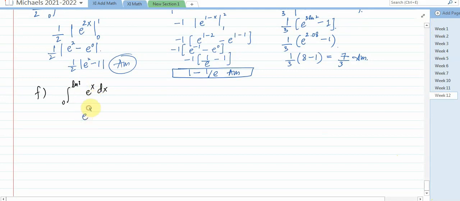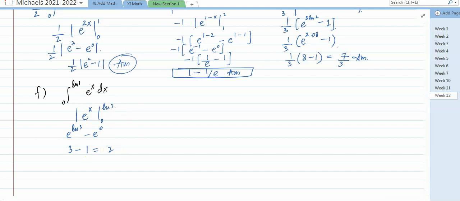So the integral of exponential is exponential, and the limits we have are 0 and ln 3. For the upper limit it's e to the power ln 3 minus e to the power 0. Alright, so e to the power ln 3 you can find out, and that equals 3 minus 1, which leads to 2. So that is quite an easy question. I hope that all of you have done it. Moving on to the next one.